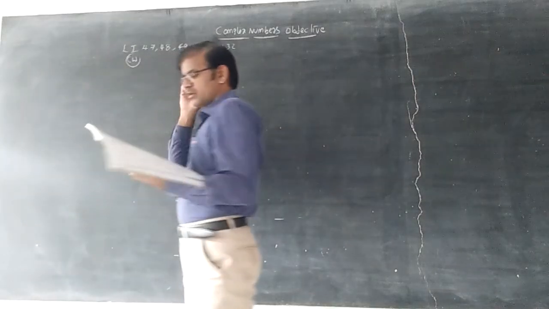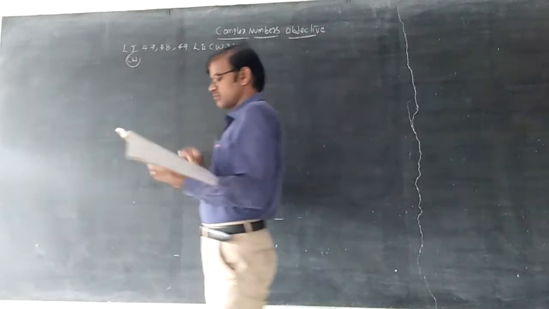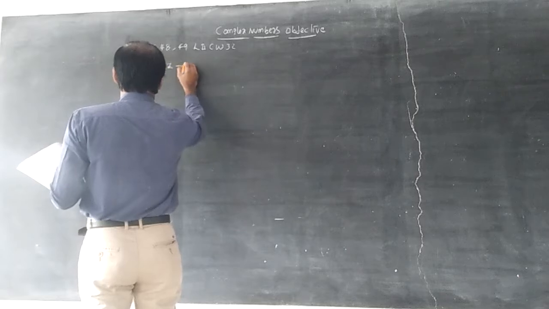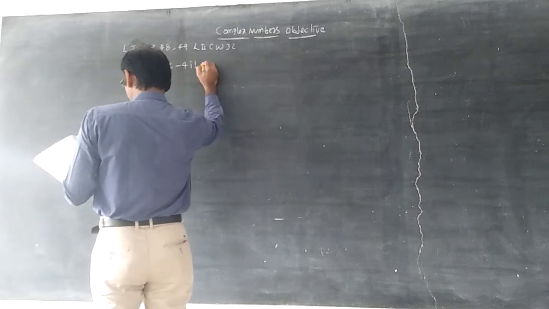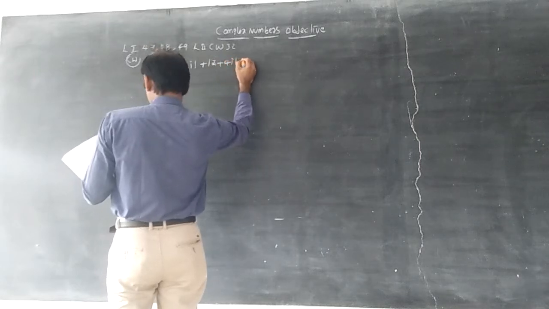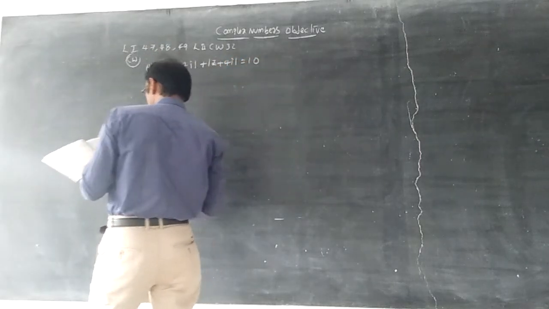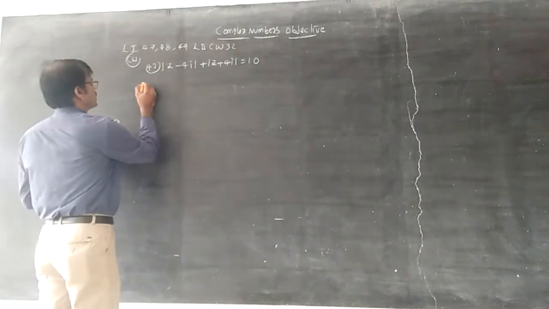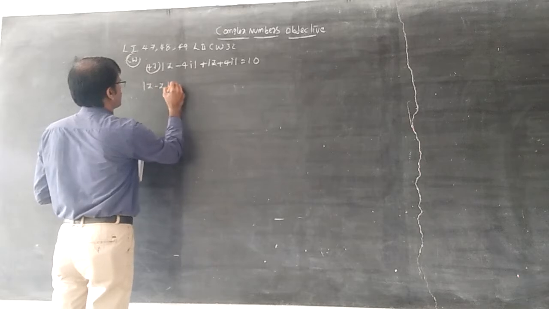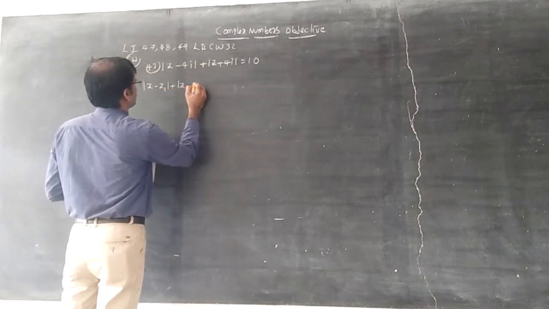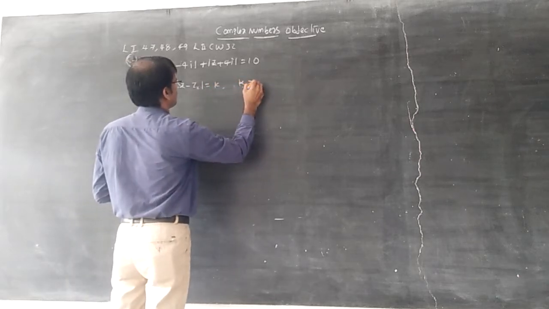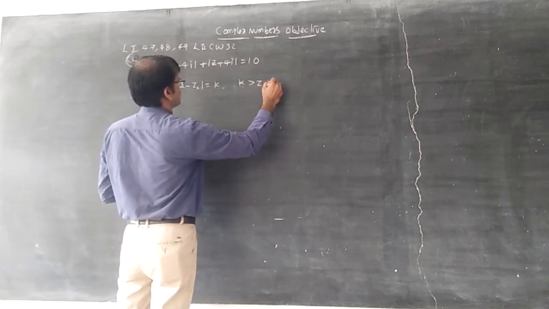See the question. In the Argand diagram, the complex number z satisfying modulus of z minus 4 plus modulus of z plus 4 is equal to 10 lies on a what? The concept here: modulus of z minus z1 plus modulus of z minus z2 is equal to k, where k is greater than modulus of z1 minus z2.